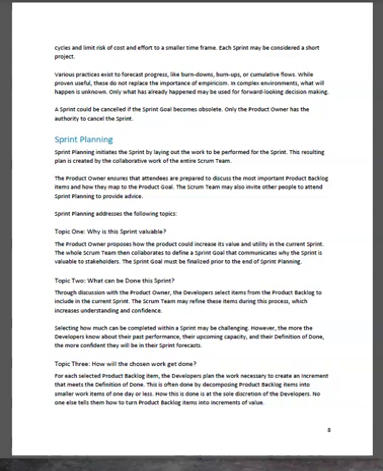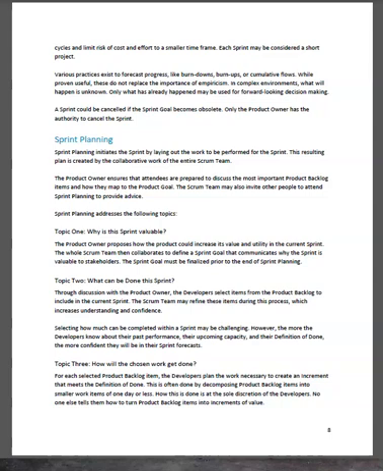Selecting how much can be completed within a sprint may be challenging. However, the more the developers know about their past performance, their upcoming capacity, and their definition of done, the more confident they will be in their sprint forecasts. Topic 3. How will the chosen work get done?